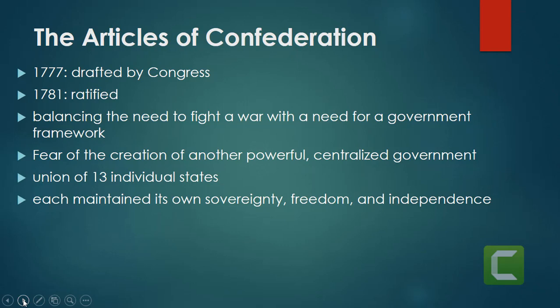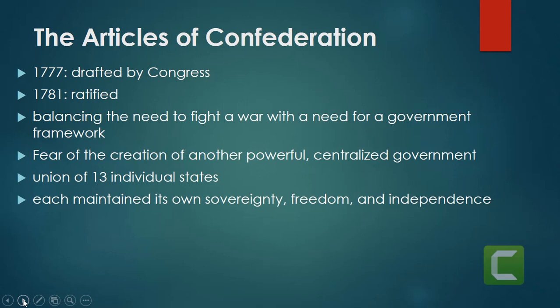However, there were a couple of important considerations in creating the Articles of Confederation. First, and I think we can understand this, is that America, after living so long under Britain's thumb, was really afraid of creating another powerful centralized government. They saw that as being too similar to the government that they had been fighting a war against, which was, of course, Great Britain.